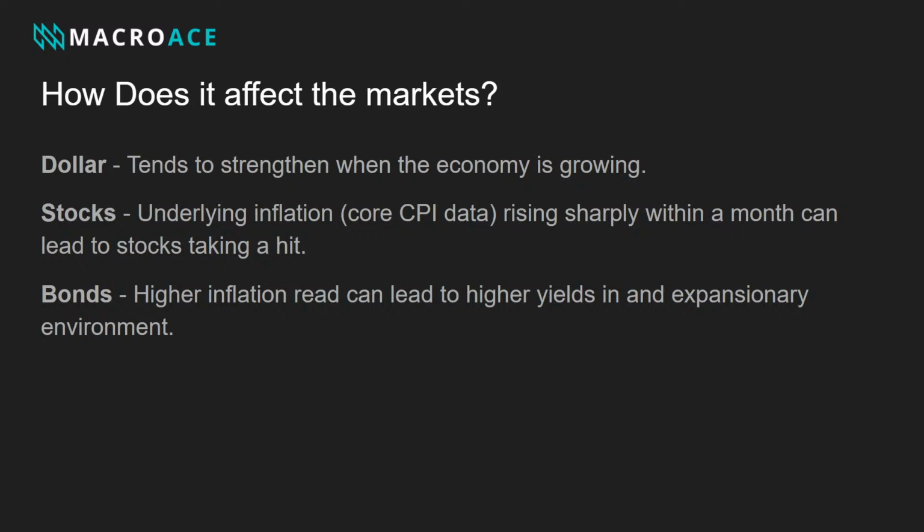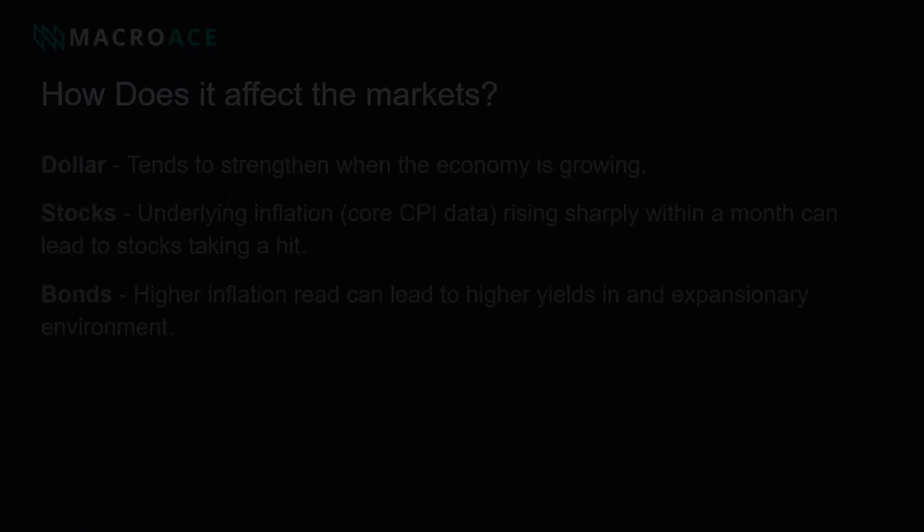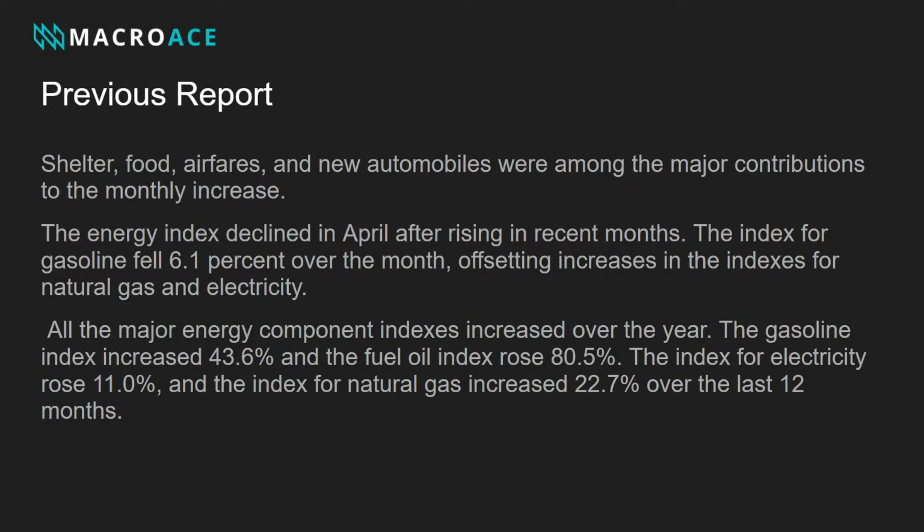So also their bond prices would potentially see a depreciation as well. Okay, so high inflation readings can lead to high yields in an expansionary environment and within a tightening cycle. So moving on then, the previous report. So shelter, food, airfares, and new automobiles were among the major contributions to the monthly increase.